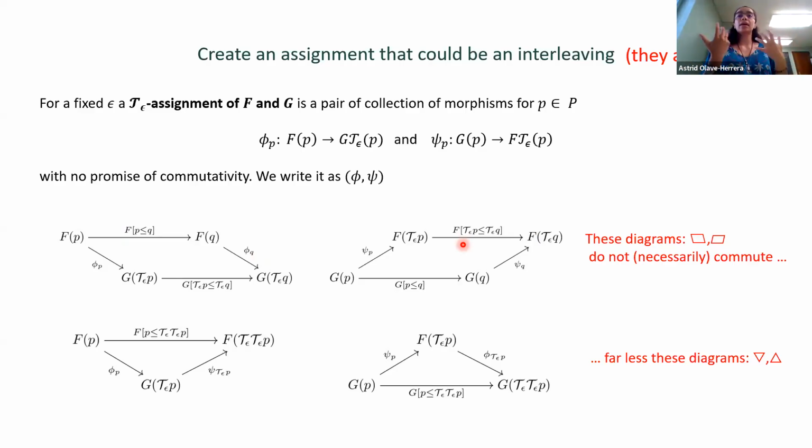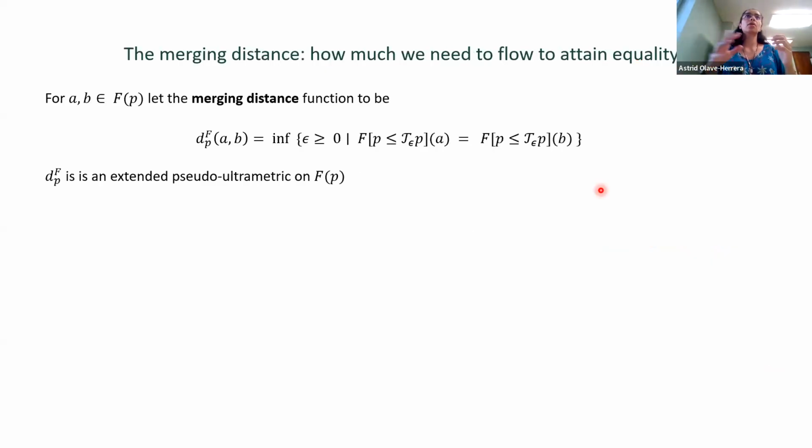But you can be unlucky and they are not. So now what we need to do is find a way to measure that loss. How far are these assignments from being an interleaving? And this whole framework, again, was done in this research for interleaving between mapper graphs. So the way they decided to measure the loss is by using a distance that we call the merging distance. It means how much we need to flow to attain equality.